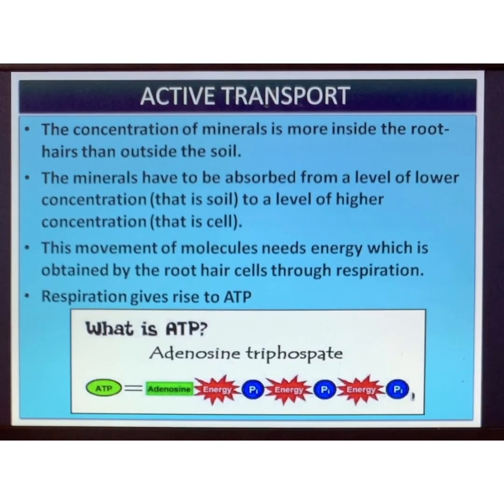Okay, now most of the time, as I mentioned, the concentration of minerals will always be more inside the root hair than outside the cells. All right, and hence active transport plays a very crucial role in case of absorption where there is dearth or lack of molecules outside and molecules are more inside.